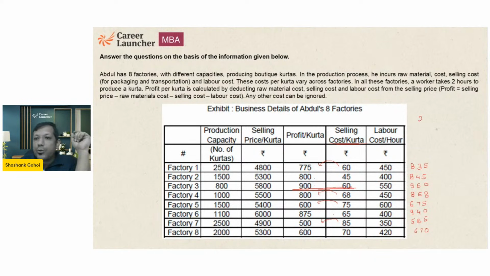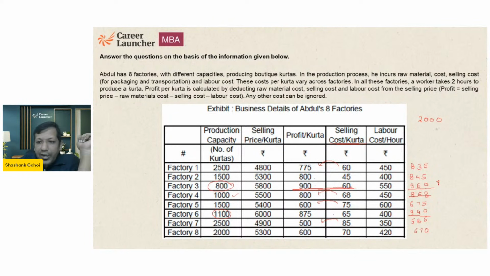And he is looking for 2000 kurtas. But the problem with factory 3 is it has a capacity of only 800. So it means I need 1200 remaining kurtas from somewhere else, which has the second highest margin, that is 940. And this is making only 1100 kurtas. So I need to find one more factory that makes 100 kurtas, which is the third factory that has the highest margin, that is going to be 868. That is going to be this, and I'm going to take 100 kurtas from here.